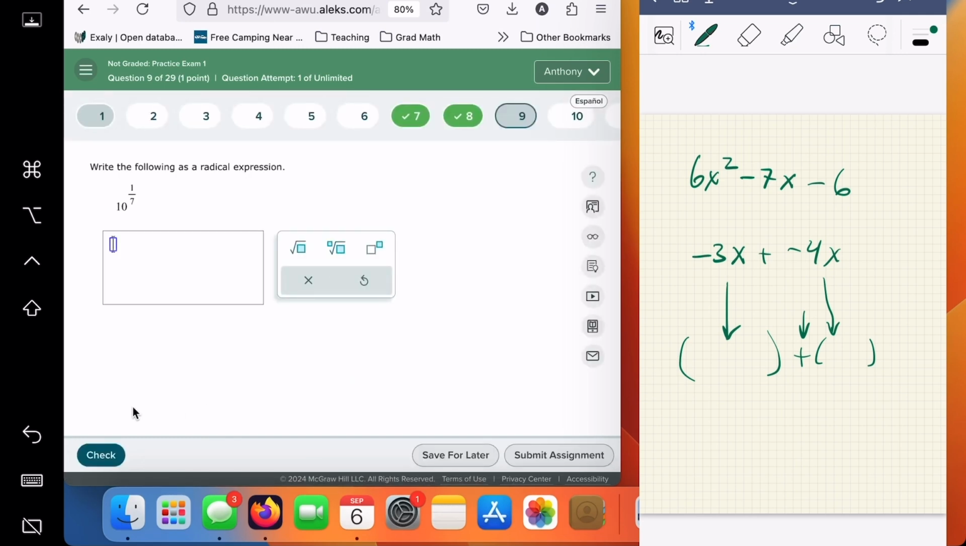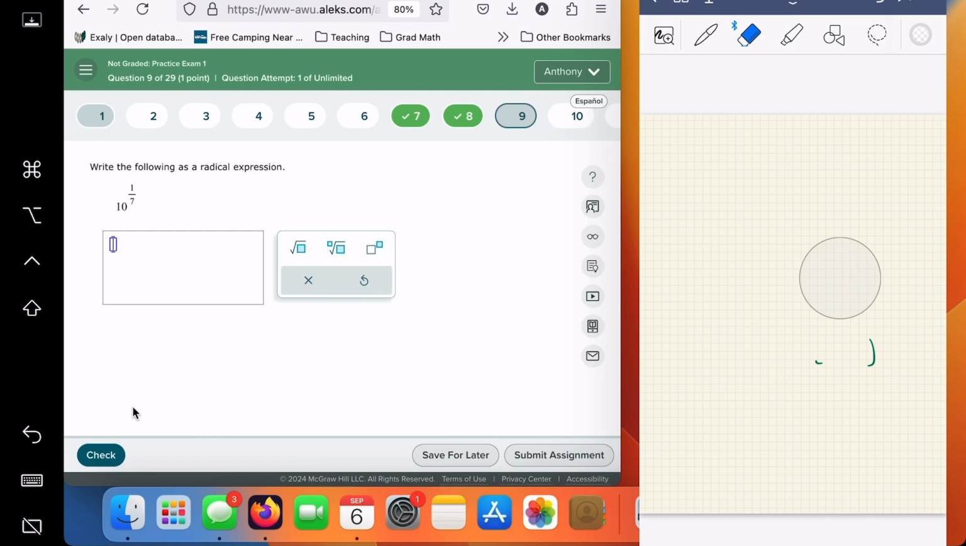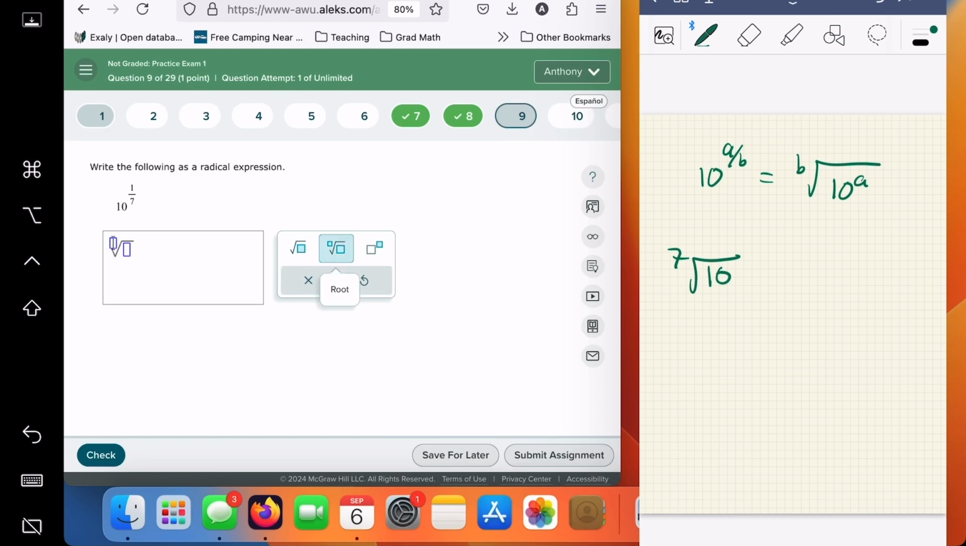Write the following as a radical. Okay, so a denominator on an exponent. If I have something like 10 to the a over b, then b tells you what root you're taking, whereas a tells you the power on 10. So in this case, I have 10 with the 7th root, and I could write the first power, but I really don't need to. So it's just the 7th root of 10. Great. And there we go.